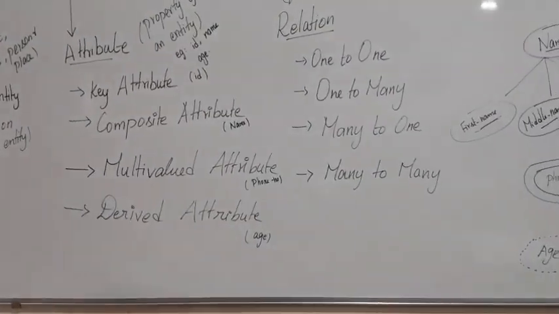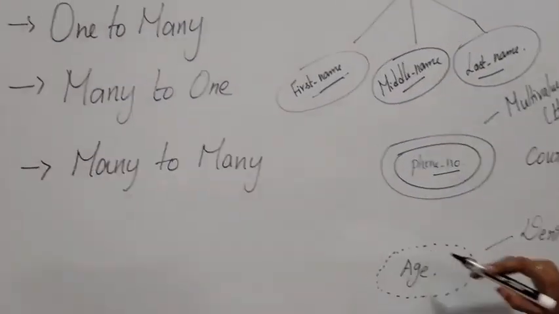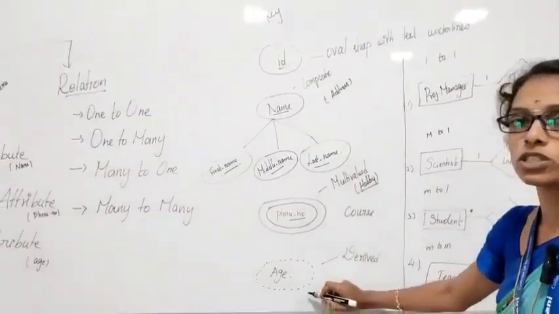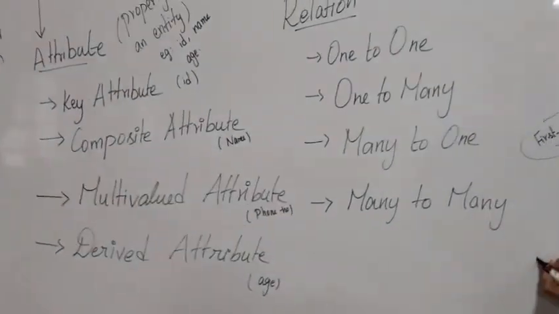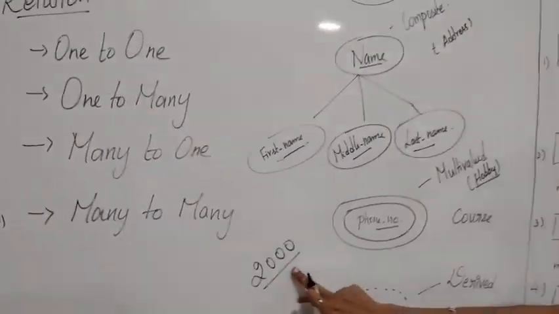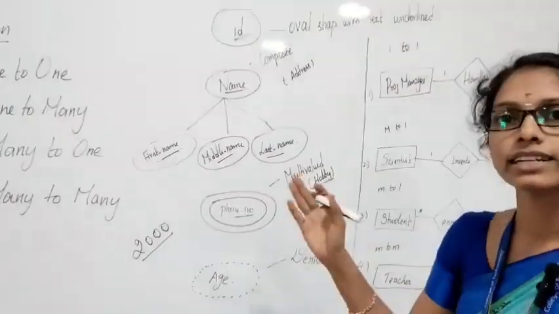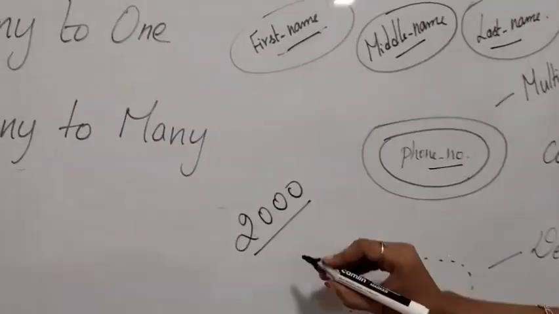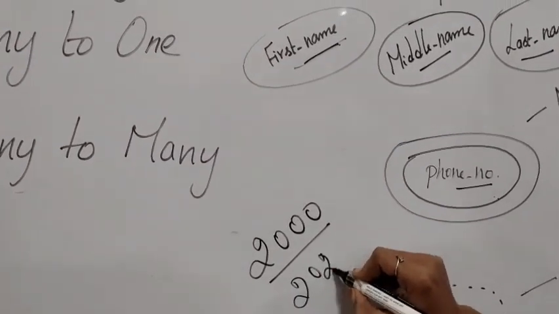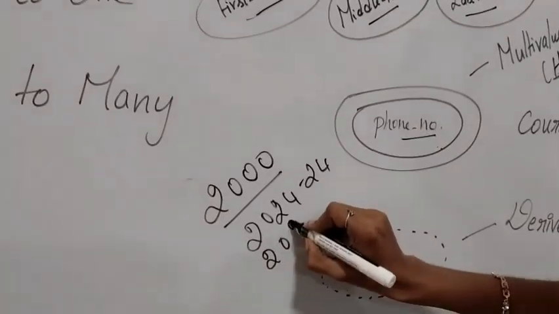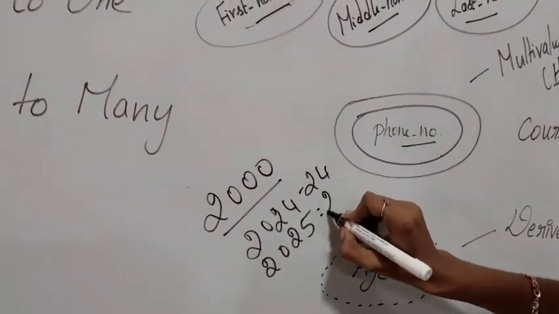Next one is derived attributes. What is meant by derived attributes? Data that is extracted from other data is called a derived attribute. For example, if you were born in 2000, your age depends on the year and changes every year. In 2024, your age will be 24, and the next year, 2025, it will be 25.